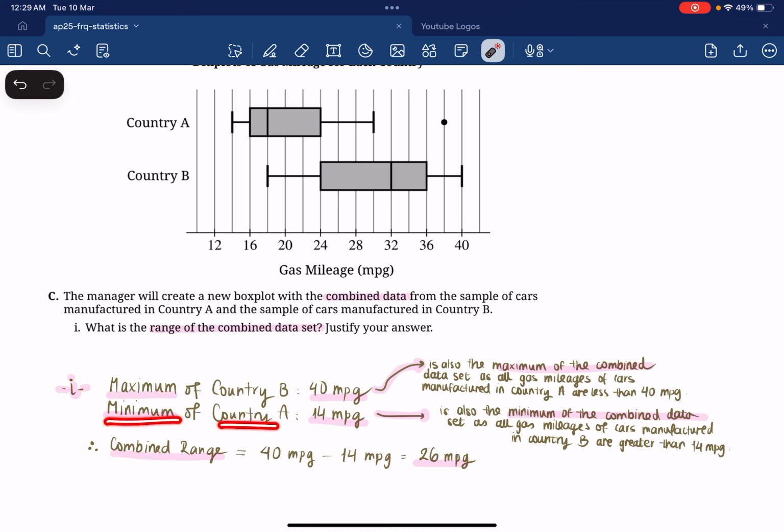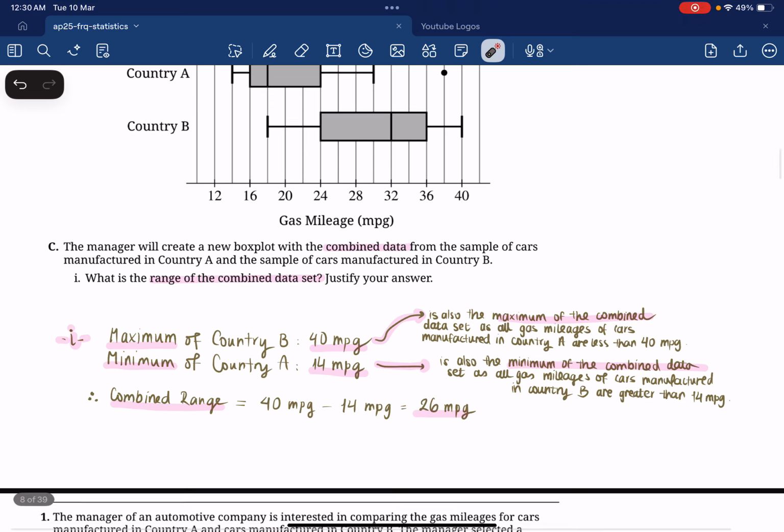So the minimum of country A is 14, which is also the minimum of the combined data set, as all the gas mileages of the cars manufactured in country B are greater than 14. So 14 is the minimum in the combined data set, 40 is the maximum, and so the combined range is going to be 40 minus 14, which is 26 miles per gallon. So this one should be clear, obvious, a simple question, part I.